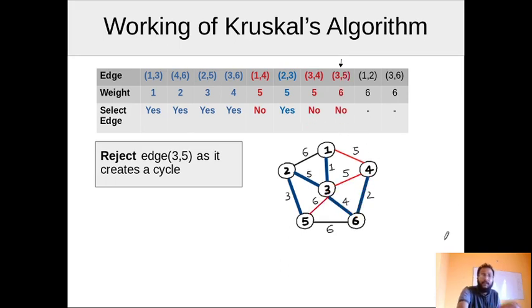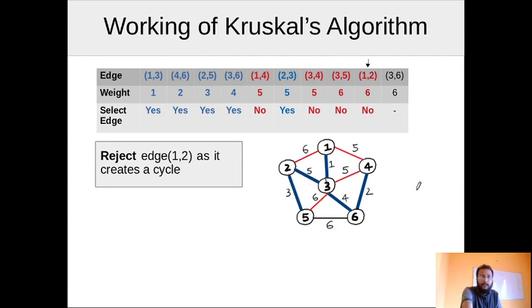The next one in the sequence is 3 5. Do I select 3 5? No, because I have already interconnected this, because if I select this, it will make a cycle here. I do not select it. What about 1 2? Again 1 2 I do not select, because 1 and 2 are already interconnected via this path. So, it will create a cycle if I select 1 2.